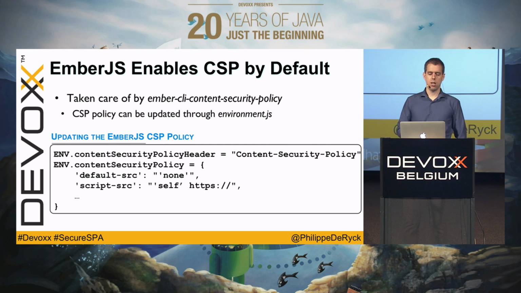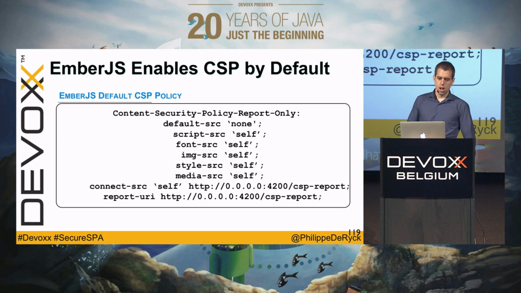It used to be a development header, but now it's finalized into this. And you can specify the policy you want for your application. The default policy that comes with a standard Ember app is the following. As you can see, it's locked down quite hard. They set the default SRC to none, meaning nothing. And they override the specific content types to only load files from the host itself, or the origin itself.